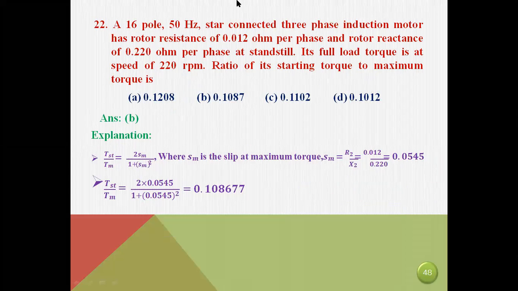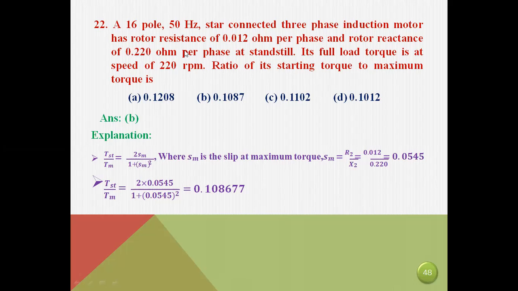There is a question: a 16 pole, number of poles 16, 50 hertz, star connected three-phase induction motor. We can give the power supply as a star or a delta. The motor has rotor resistance, they have given here 0.012 ohm per phase, and rotor reactance. Rotor resistance we denote by R2, rotor reactance we denote by X2. 2 is for rotor, 1 is for stator. So here, ohm per phase at standstill.